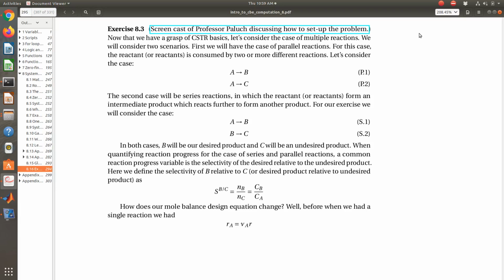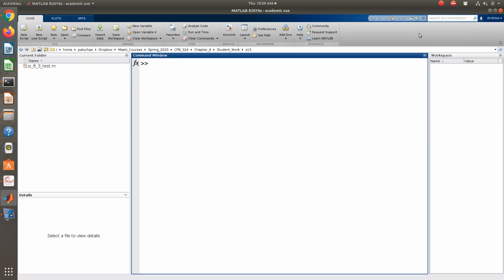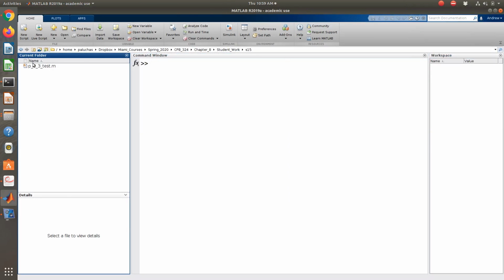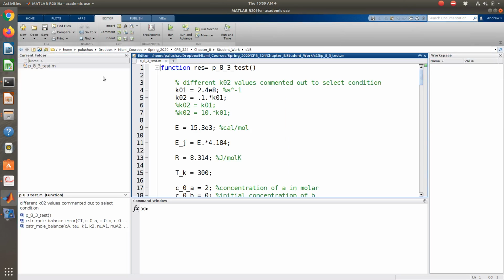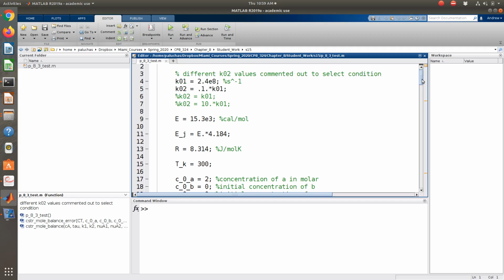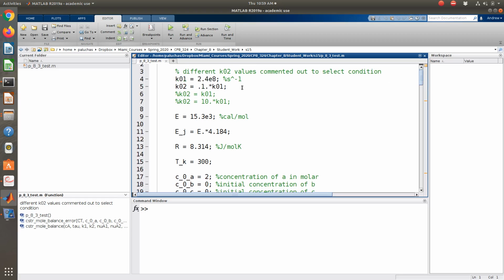All right, so another request for 8.3. Let's take a look. So, again, we have a function with no inputs. So k0.1, k0.2 is a multiple of k0.1.